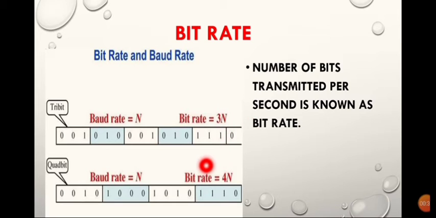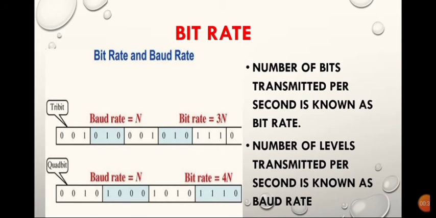If you observe carefully in the below figure, here 4 bits are transmitted per second, hence the bit rate is 4n. What is n? n is the baud rate. Baud rate means the number of levels transmitted per second. In bit rate, 1 bit can be transmitted one by one, but in the case of baud rate, the number of levels, or symbols, transmitted per second is counted. Here 3 symbols are transmitted, hence the rate is n. Again here 4 symbols are transmitted, hence the baud rate remains n.